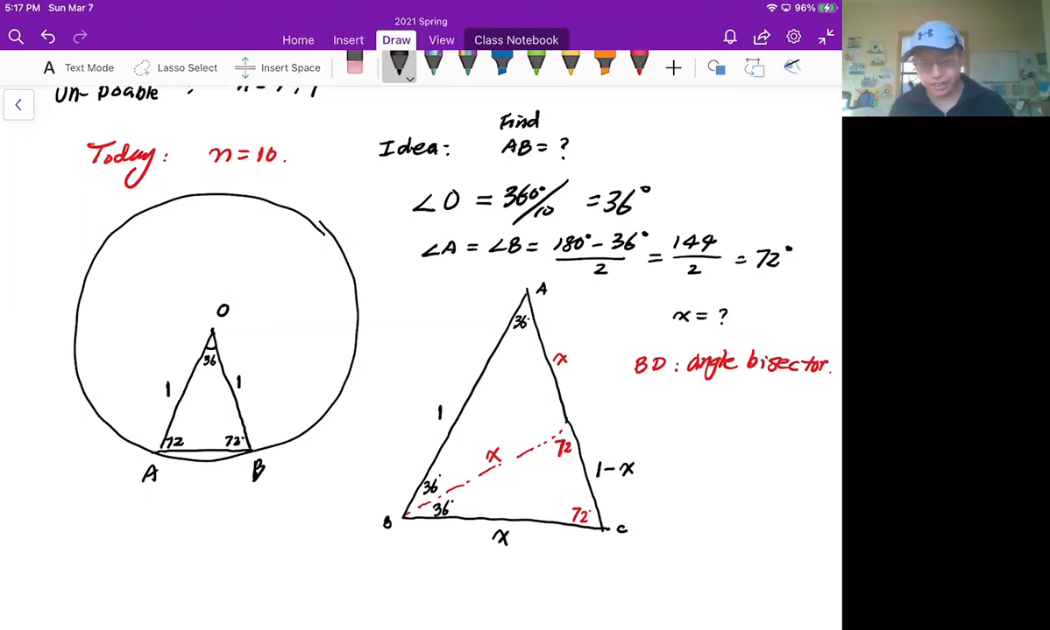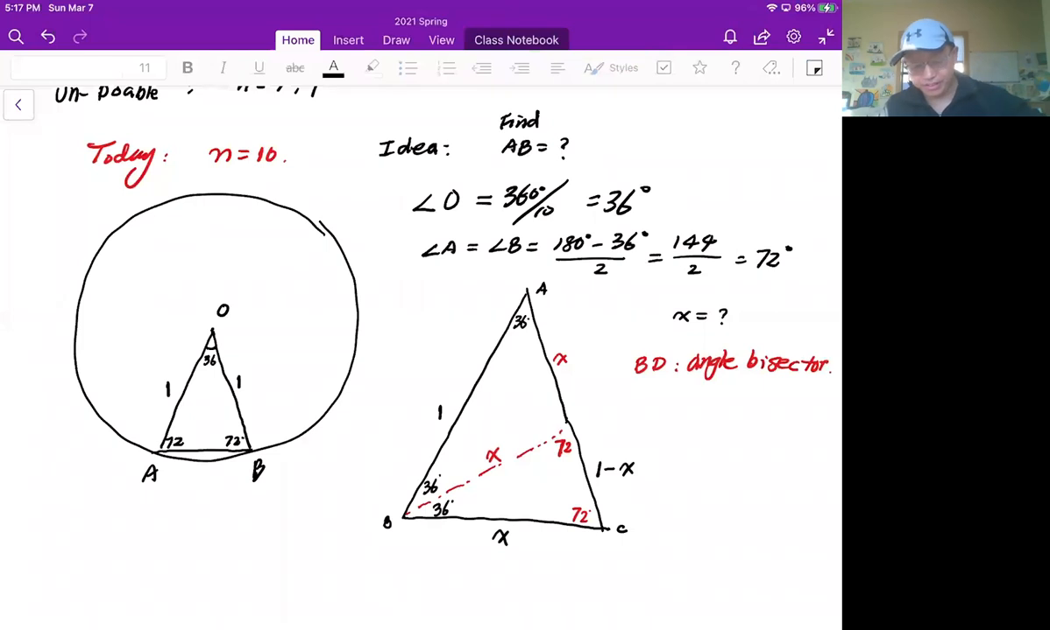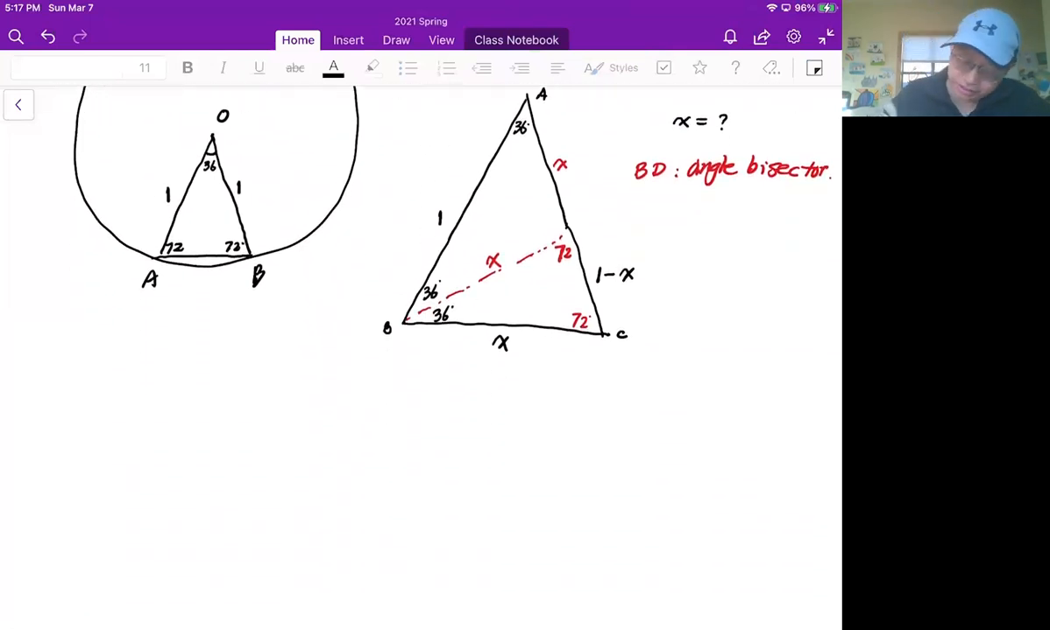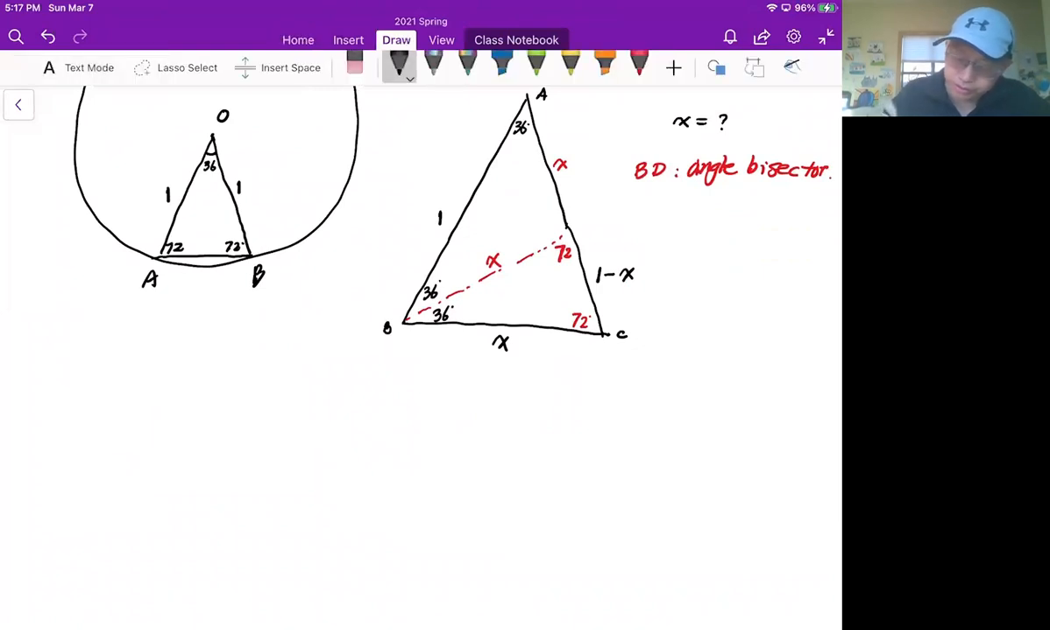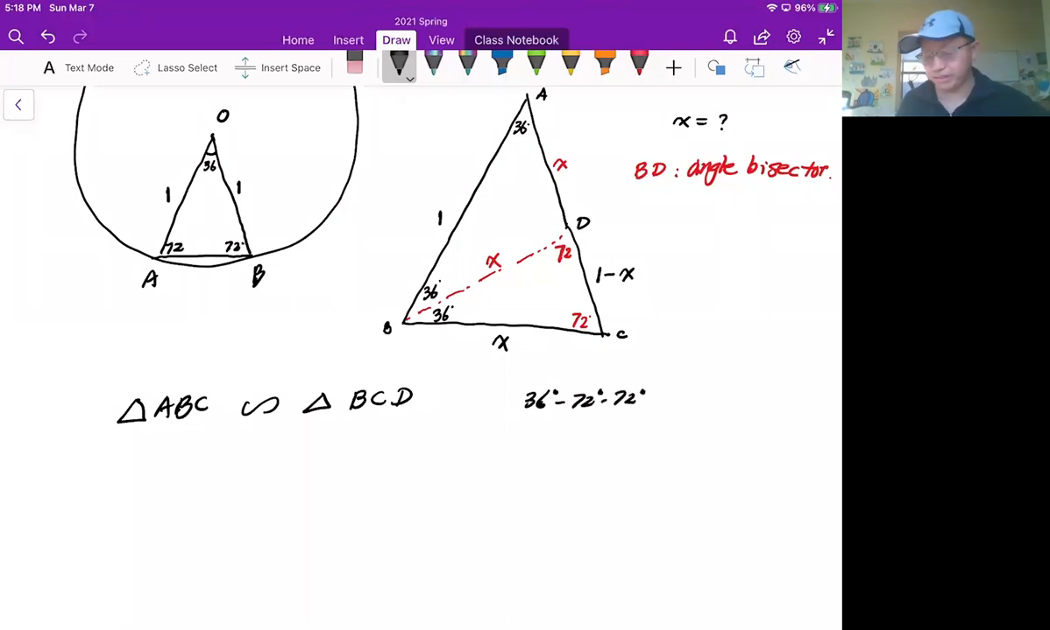Now the next suggestion is to find a similar triangle. Can you find a similar triangle? Okay, let me suggest one. I wanted to show that the triangle ABC, this 36, 72, 72 degree triangle, should be similar with BCD, right? Why are they similar? Because they have 36 degrees, 72 degrees, 72 degrees, right? They have similar angles, right?